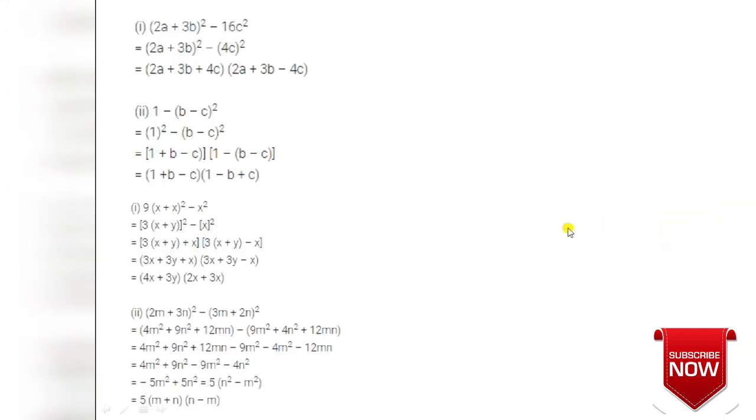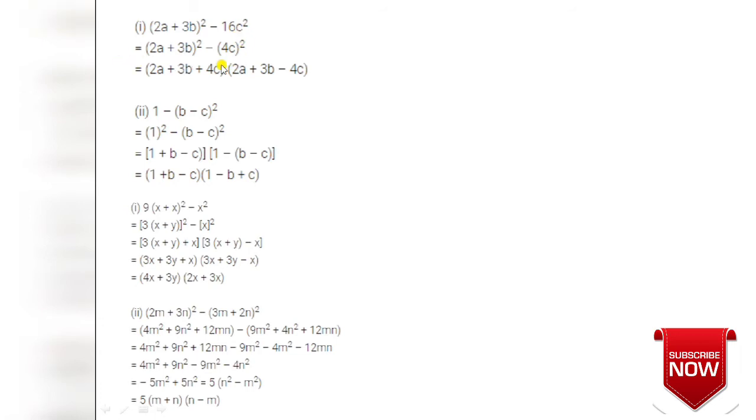This is the 8th sum that I am dealing, and in this sum it has been stated that (2a + 3b) whole square minus (16c) whole square. See, this one is already in the form of a square. We take this 2a + 3b as whole a, so we can write (2a + 3b) whole square, and 16c whole square means what? 16c whole square can be written as (4c) whole square.